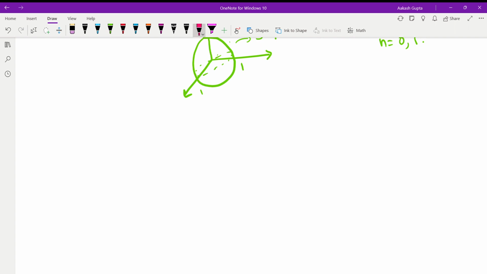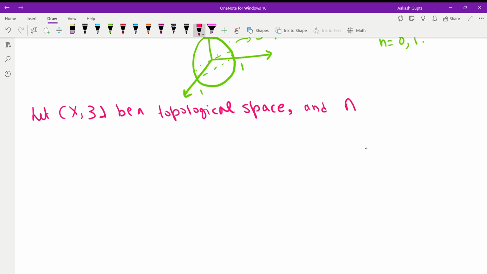Now let me begin with the main topic I want to do today. So let us begin with a topological space. Let (X, tau) be a topological space. Let me take a subset, capital A contained in X, be any subset. The concept I'm gonna talk about, you can talk about it for any subset of a topological space. Let me define two sets.